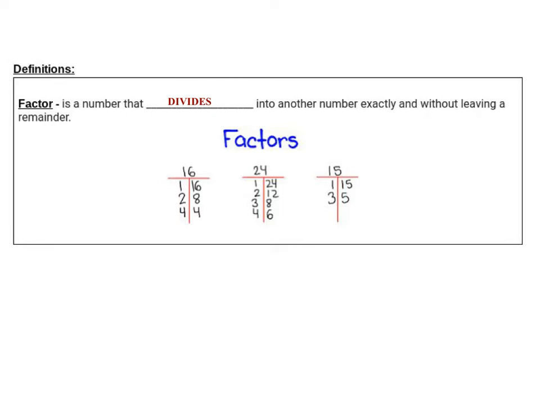First one being a factor. A factor is a number that divides into another number exactly and without leaving a remainder. So when we look at factors, I like to look at these T-charts where we can list 16, and if we start looking at all of the factors below, that'd be like 1 and 16, 2 and 8, 4 and 4. That's going to be all of our factor pairs.